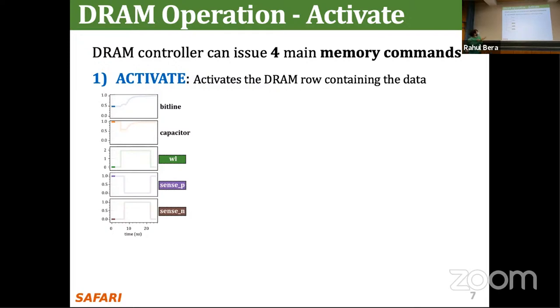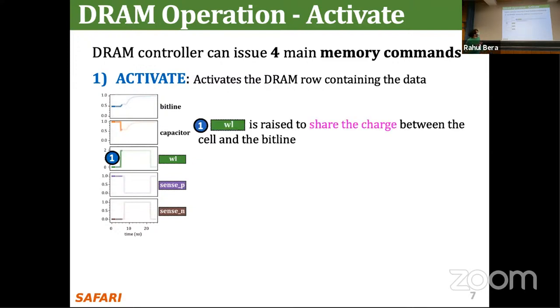Here I show the different states of the voltage in the DRAM. We have the bit line voltage, the capacitor, and the three signals that are involved in an activate command. It is performed in two steps involving three signals. In the first step, we raise the word line to share the charge between the cell and the bit line. Here we have the capacitor with one voltage, and basically we share the charge, meaning we can see that the voltage in the bit line increases slightly.